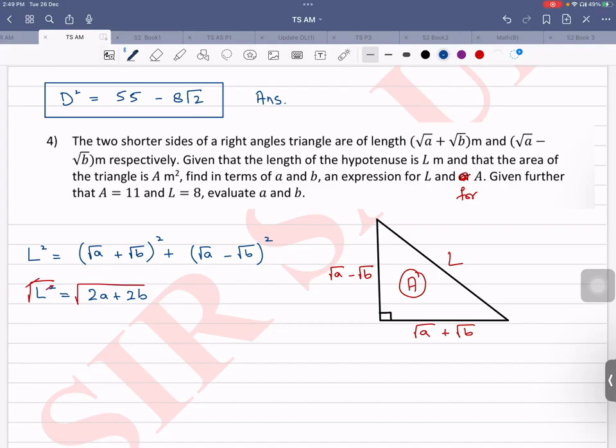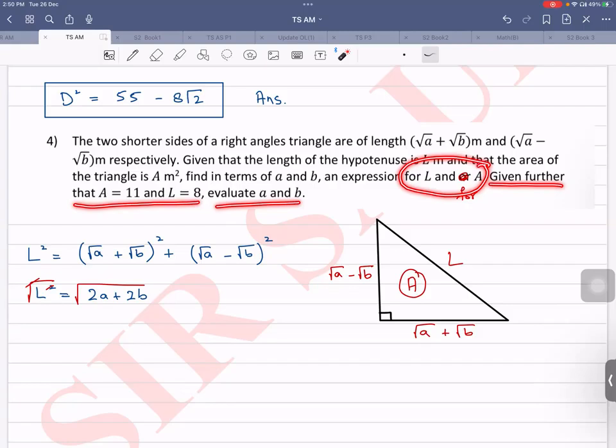Sir, then couldn't we put the value of 8 already inside of L? No, we cannot. It says given further that A is equal to this and L is equal to this, find A and B. That is after you have already found the expressions for L and A, then you have to put the value of L in place of L and the value of A in place of A. Okay, I get it.